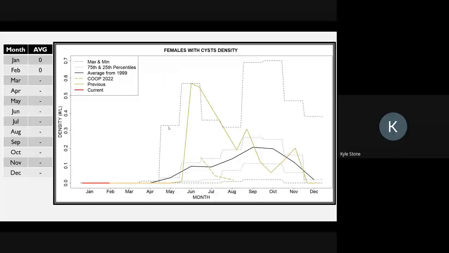So when we look at females with cyst density, you see the same pattern, multiple generations, and then you do see that November peak. But the bulk of our cysts were produced in the June timeframe for this year.